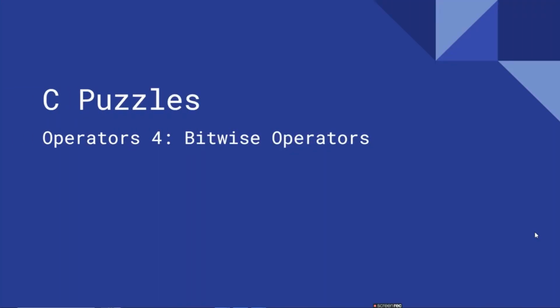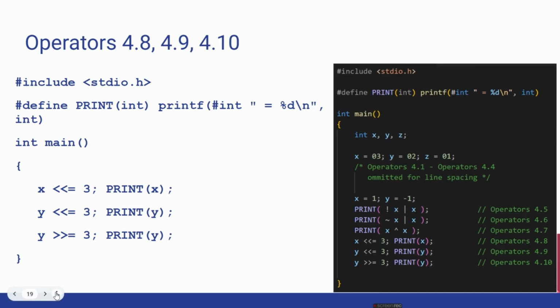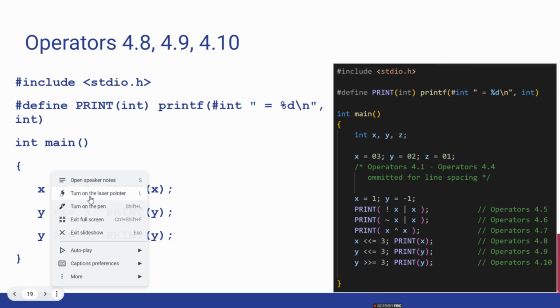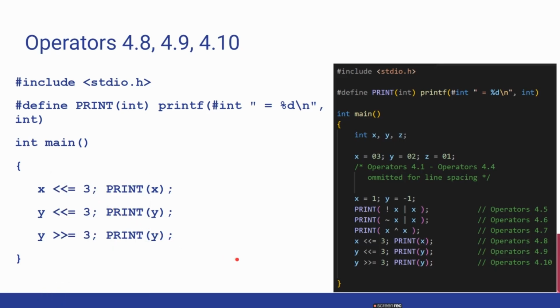Hello and welcome back to C Puzzles. In this video we will try to wrap up operators for bitwise operators. We will try to finish up the last three puzzles of this section, which are operators 4.8, 4.9, and 4.10.